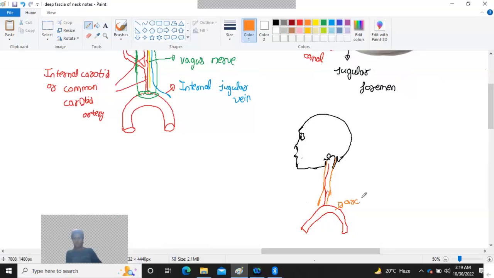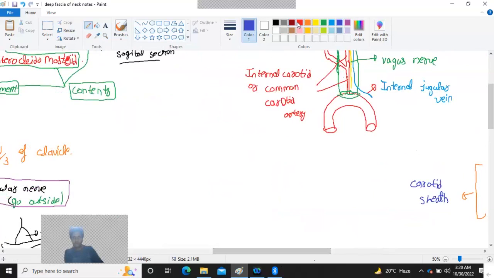Arch of aorta, base of skull, we know at which point it attaches. This is the carotid sheath. How the carotid sheath attaches. So now come to the relations of the carotid sheath.